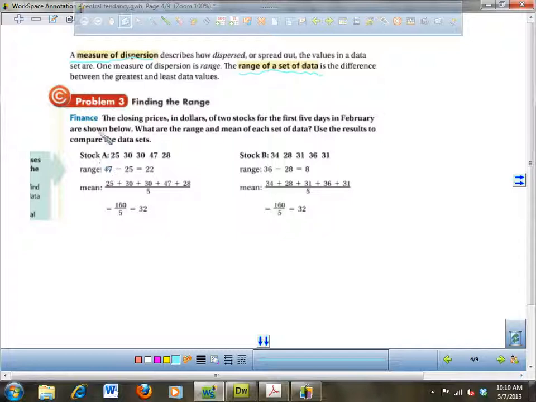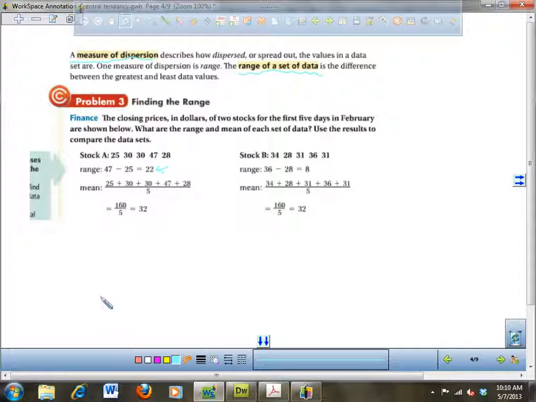So in order to find the range: the closing prices in dollars for 2 stocks for the first 5 days of February are shown below. So 25, 30, 30, 47, 28. The range is 22. They've talked about this a lot in the stock market. Okay?